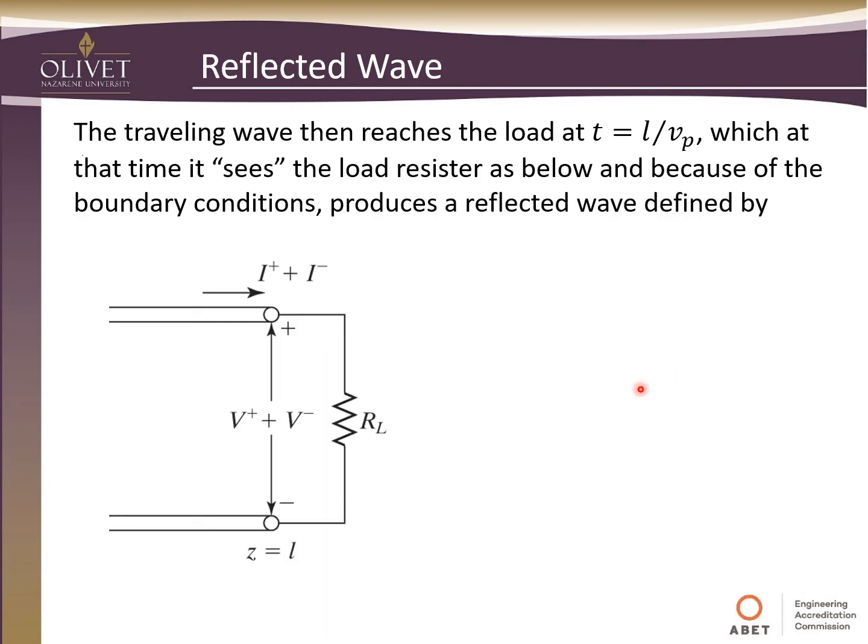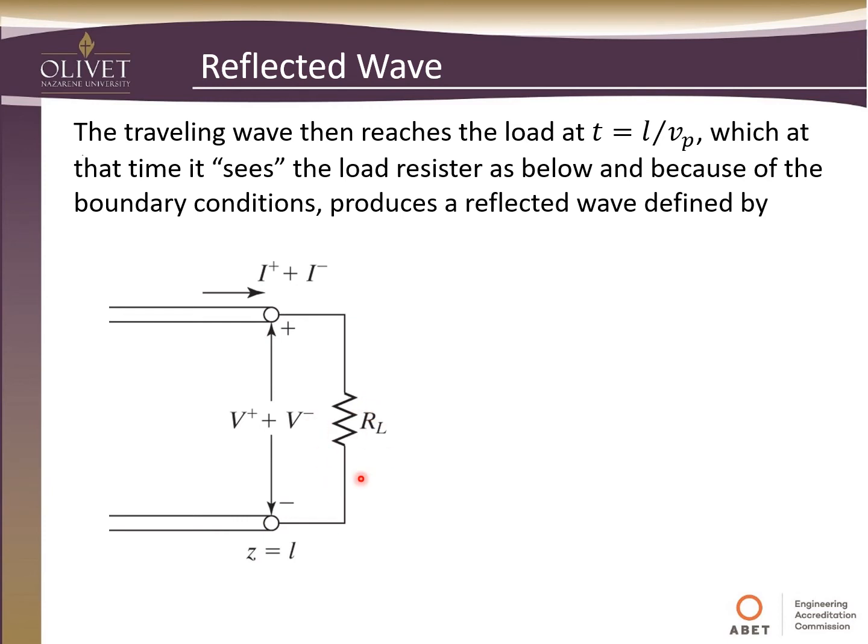So the traveling wave on our transmission line will reach the load at a time L over the phase velocity. Whatever the phase velocity is will be determined by your dielectric material, if there is any in here. At this point, when we approach z equals L, we see our load resistor for the first time. And when this happens, now we have a boundary condition, right?